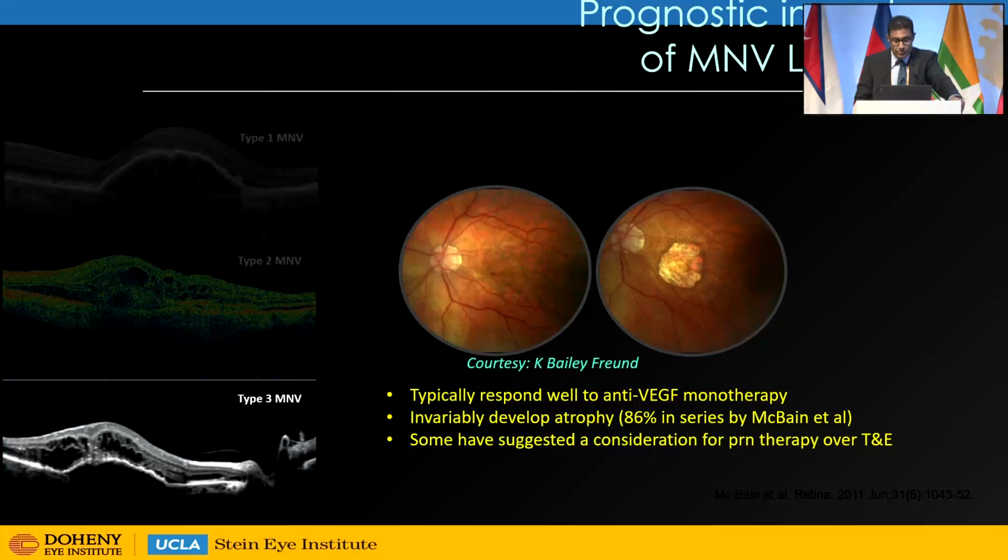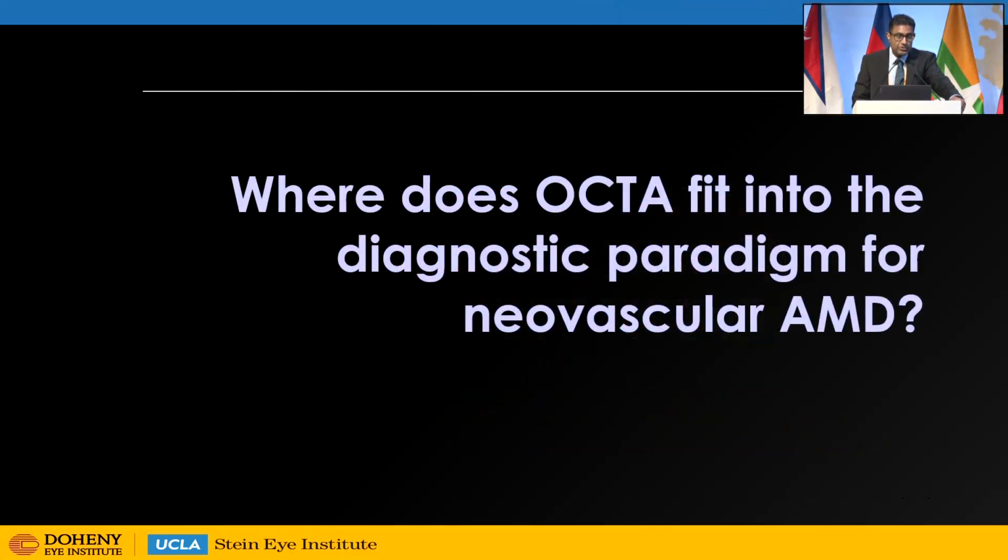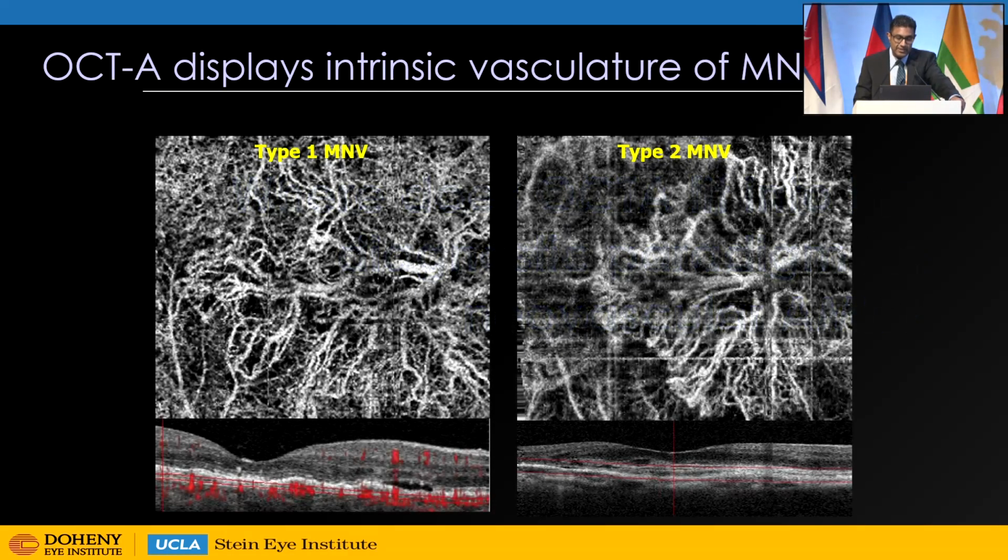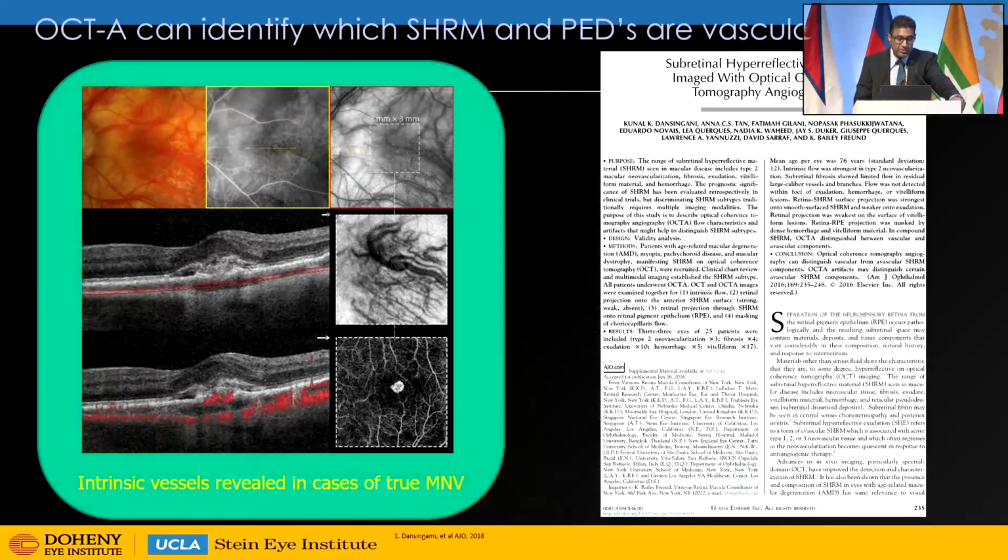And some individuals, for that reason, have suggested a PRN treatment approach compared to treat and extend for this subgroup of patients, although I think that still needs to be evaluated in prospective trials. So far I haven't said anything about OCT angiography. So where does it fit into the diagnostic paradigm for neovascular AMD? We certainly know that OCTA can do a brilliant job of displaying the intrinsic vasculature of these, especially type 1 and type 2 lesions. There's no question it can be quite effective in that regard.